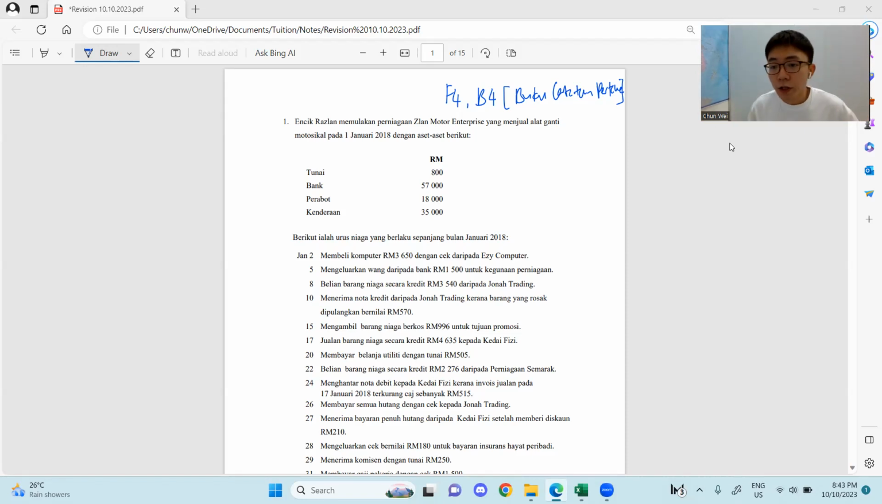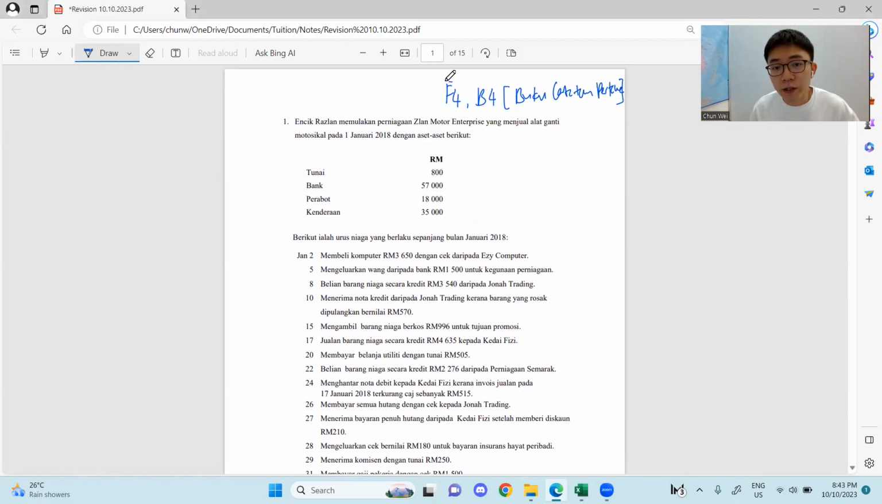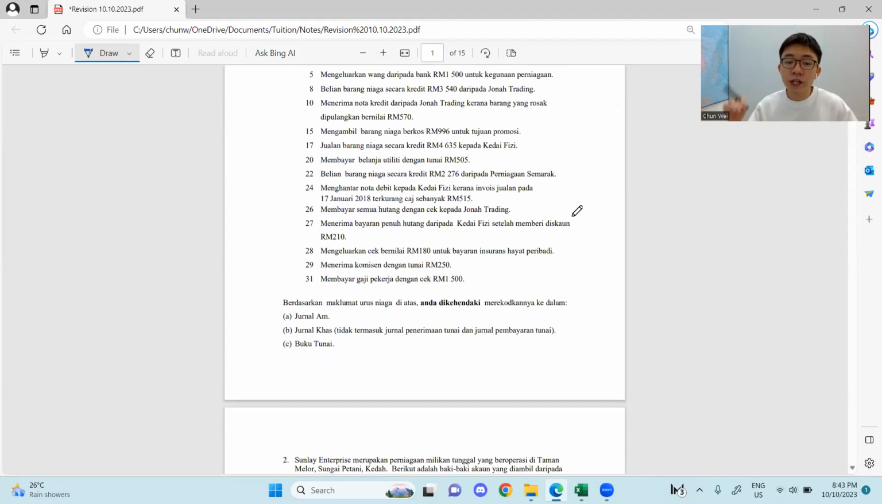All right. Okay. So now this is question one. As I said, this is from Form 4, Bab 5, Buku Catatan Pertama. And this is a very basic thing, basic accounting. Here you have to do the journal, the journal, and the buku tunai.